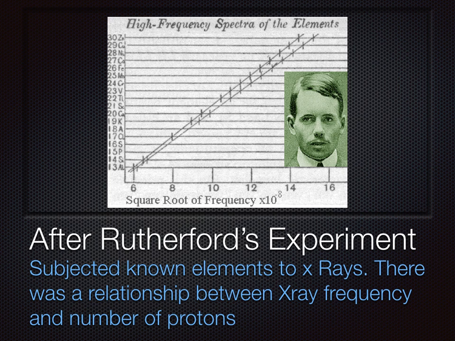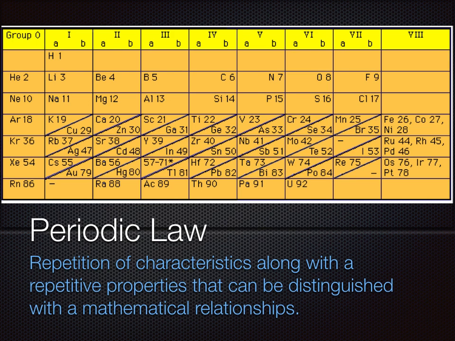He noticed that there was a pattern with the protons, and this has to come after Rutherford's experiment. He subjected the elements to X-rays. He knew their X-ray frequency. He knew their protons and noticed a relationship. This relationship is called periodic law, and periodic law means that we have a repetition of characteristics along with repetitive properties that can be distinguished with a mathematical relationship.